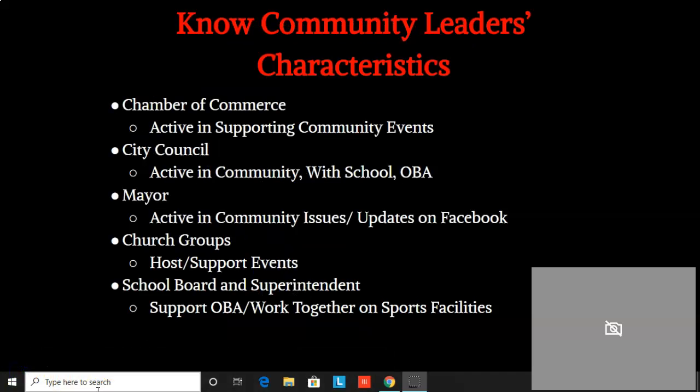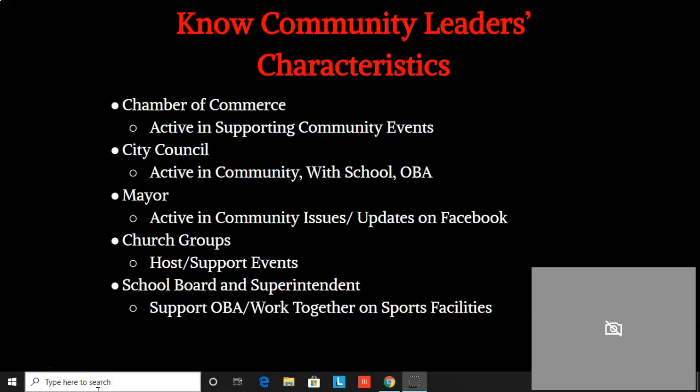The community leaders, the Chamber of Commerce, they're very active in supporting a lot of the community events. Many times they are the lead, sometimes they're the support, but they are definitely active. The city council, the same. Sometimes they're at the forefront, and other times they're just in the supporting role.